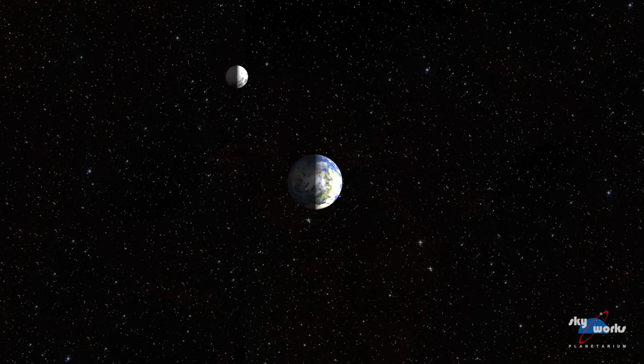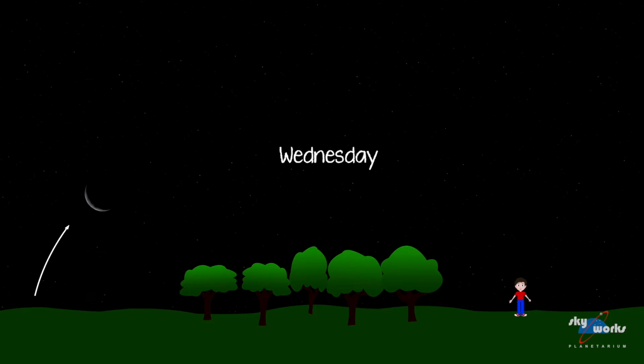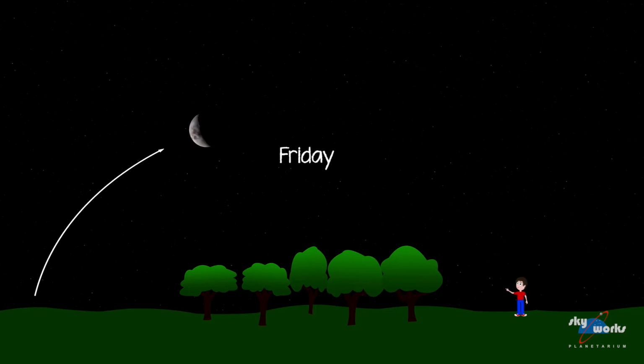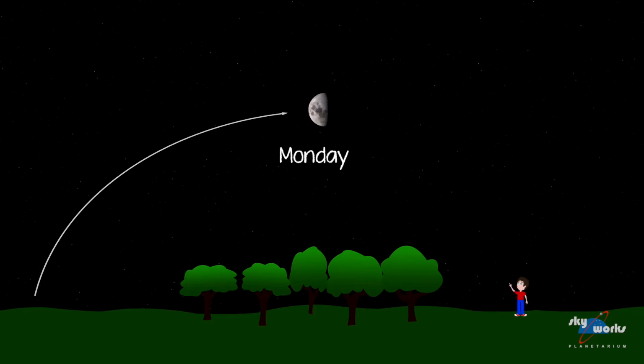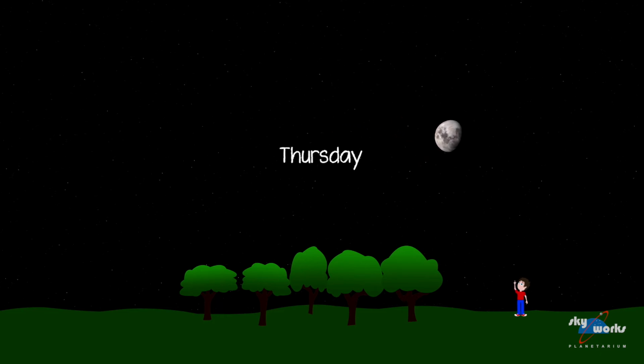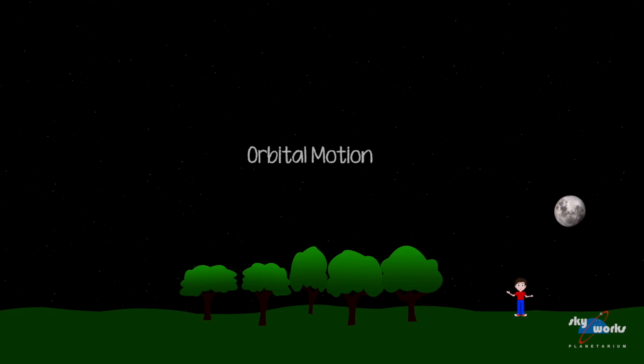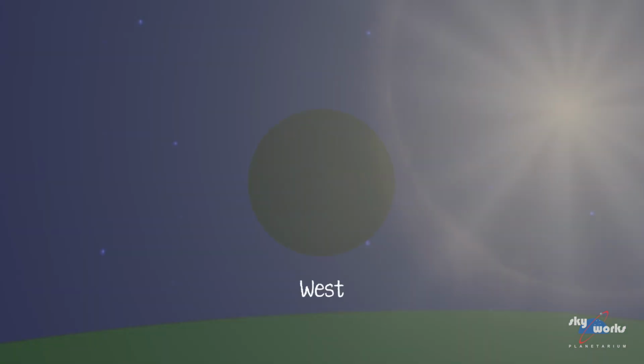The Moon is also orbiting in the same direction as the Earth's rotation, but much slower. So from Earth, you can actually notice the moon moving from west to east across the sky night after night. This is called the orbital motion. New moons are always in the west, very close to the sun, whereas full moons are seen in the eastern sky.